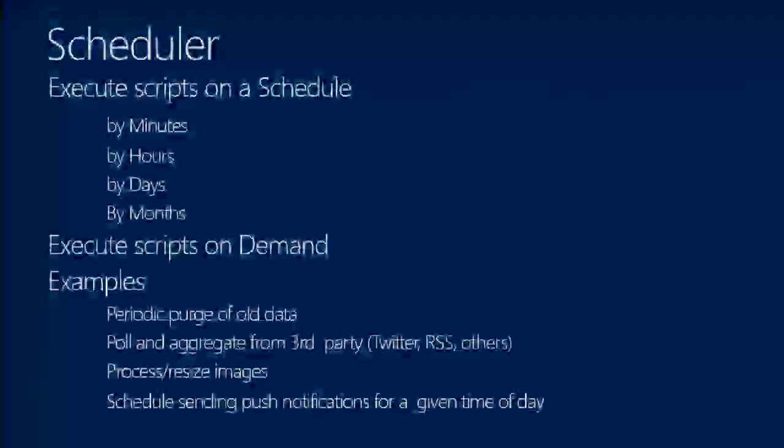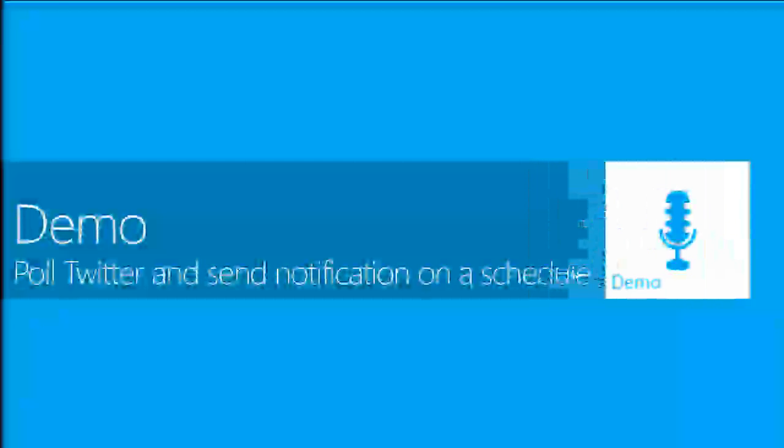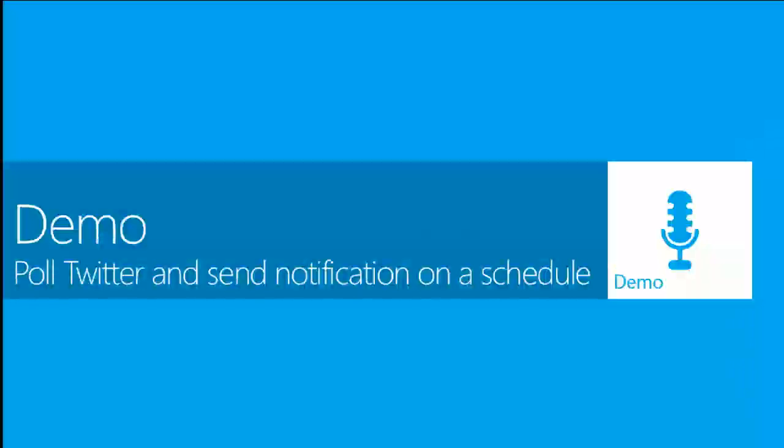In any case, something has to go wrong at some point, right? Let's poll Twitter on a schedule. Okay, so scheduler. Click into the scheduler tab. We can create a schedule here by just simply hitting create.